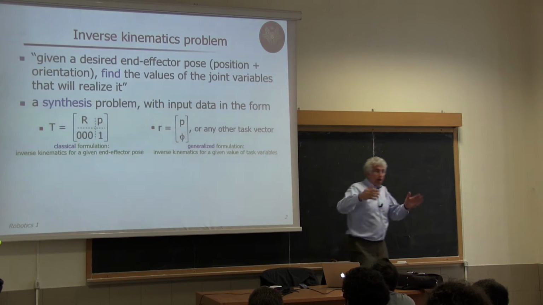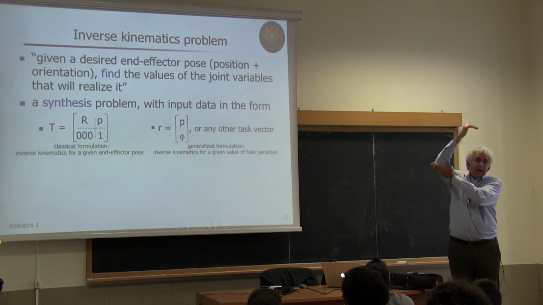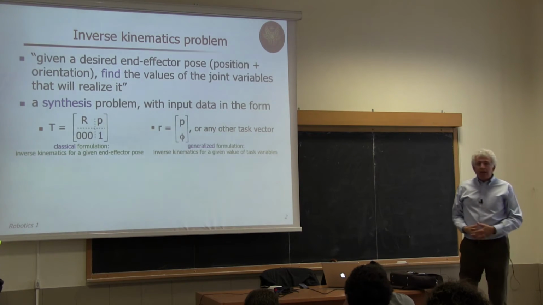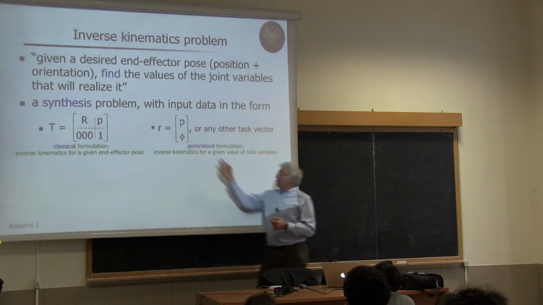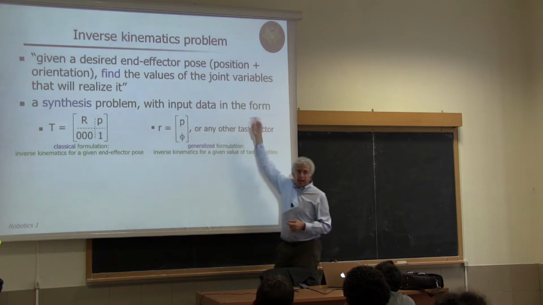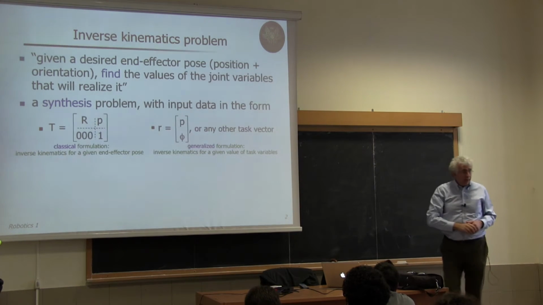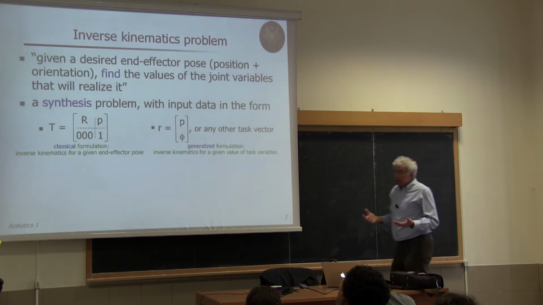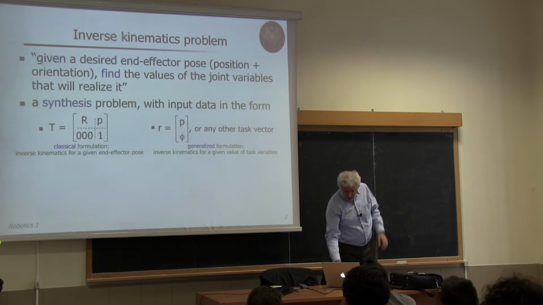Remember, r equals f of q, whatever it is. It may contain the position or the height of the elbow. It may contain whatever other kinematic information. And then the problem is the inverse: given the desired value of the task, find a set of values of the joint variables that realize that value. Okay, so this I call the generalized formulation. But the problem is the same. It just depends on how you handle things.